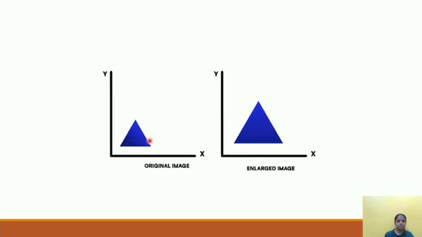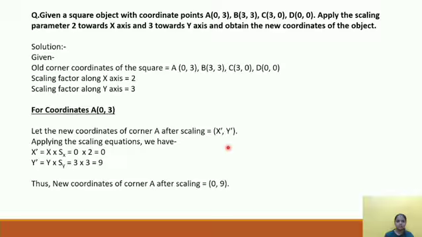As you can see, this is our original image. When we perform scaling on it, this image gets enlarged. Question. Given a square object with coordinate points A (0, 3), B (3, 3), C (3, 0) and D (0, 0), apply the scaling parameter 2 towards x-axis and 3 towards y-axis and obtain the new coordinates of the object.